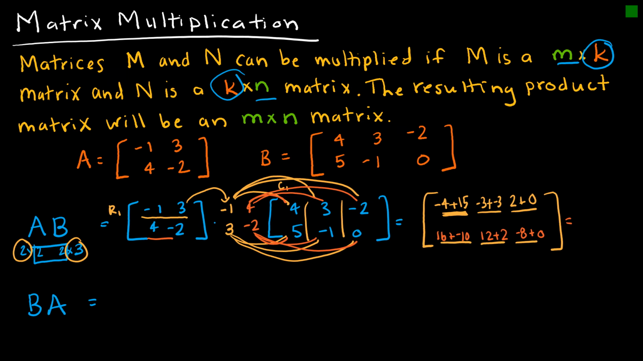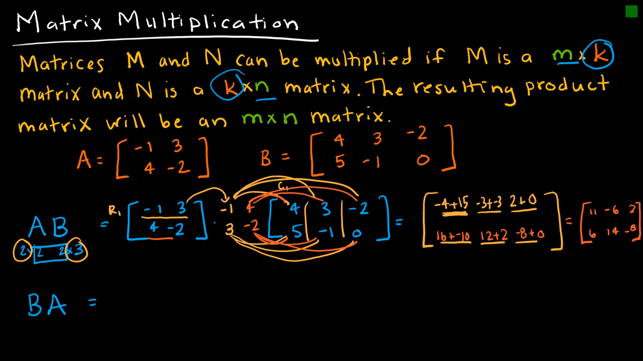My final solution is just all of those sums. So I've got negative 4 plus 15, which is 11, negative 3 plus negative 3, which is negative 6, 2 plus 0, which is 2. On the bottom, 16 plus negative 10 is 6, 12 plus 2 is 14, and negative 8 plus 0 is negative 8. So that is how we do matrix multiplication.